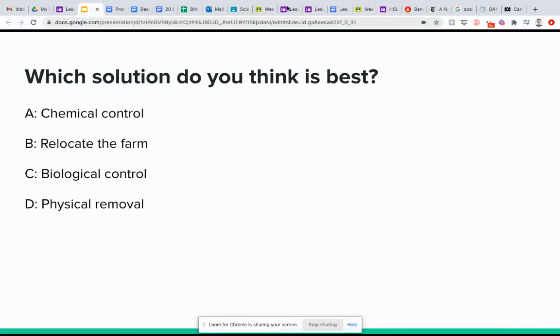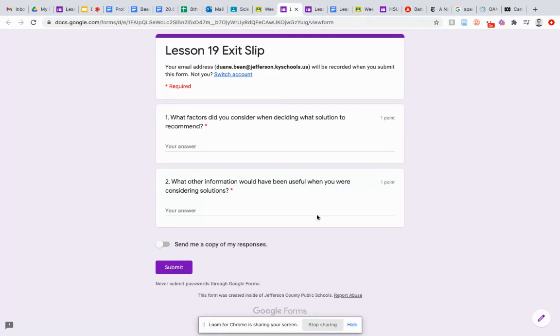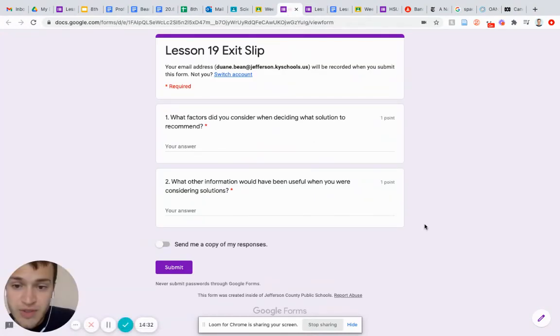So that's it. The last thing we need to do is look at the exit slip. The exit slip has 2 questions, and you cannot do this exit slip until you've finished the worksheet from earlier. Number 1 says, what factors did you consider when deciding what solution to recommend? So that means when you were deciding which of the solutions Holly's family should choose, what factors were you thinking about?